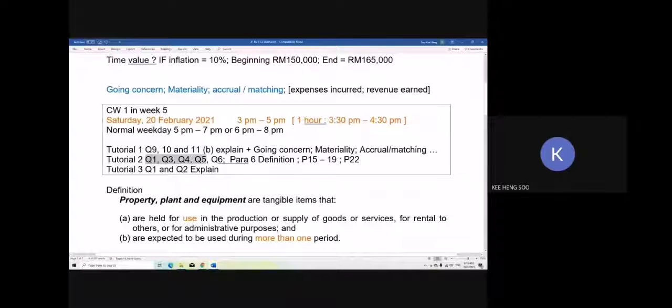Don't forget the paragraph 6 definition, 15, 16, 17, 19, 22. And then tutorial 3, focus on questions 1 and 2. And don't forget to know how to explain paragraphs 33, 39, 40 and 41. Clear? Paragraphs 39, 40, 41. Do not limit your knowledge to just this. This is worst come to worst.